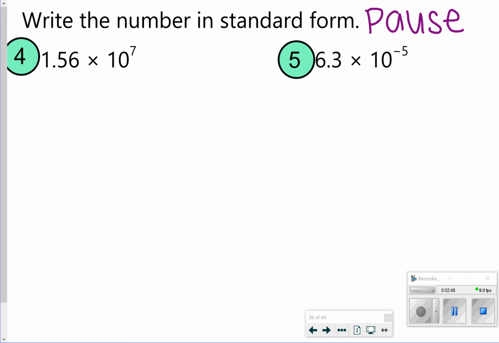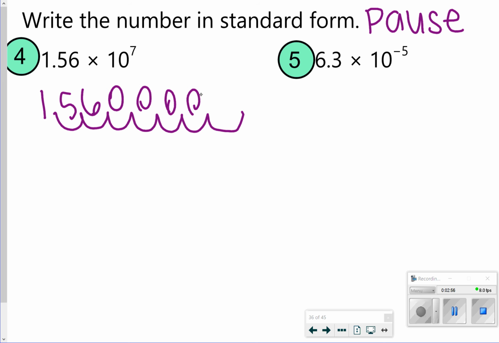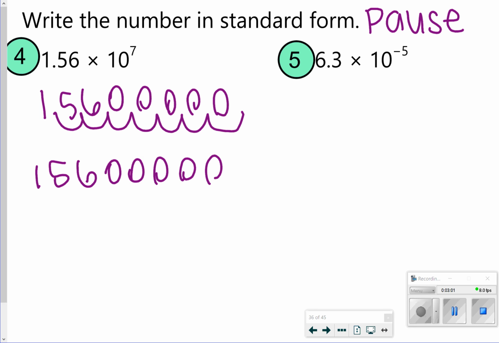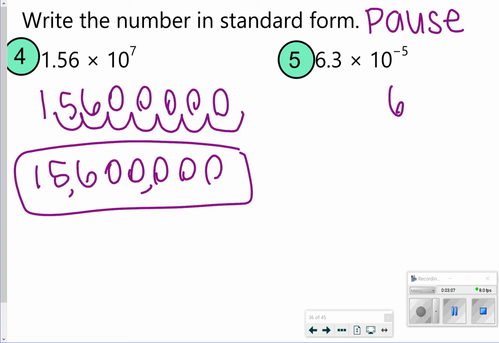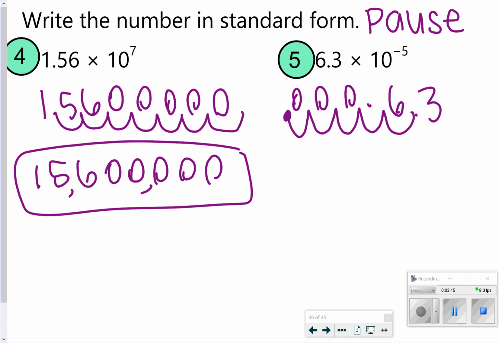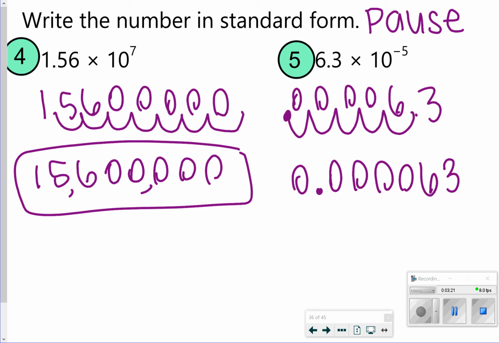Alright, so for number 4, how we're going to write in standard form is we start with the number 1.56 and move it 7 times to the right. 1, 2, 3, 4, 5, 6, 7. Filling my empty spots with zeros, so I have a 156 with 5 zeros at the end, or 15,600,000. For number 5, I'm starting with 6.3 and moving 5 spaces to the left. 1, 2, 3, 4, 5. So I have 0.000063, or 4 zeros between the decimal and the 6.